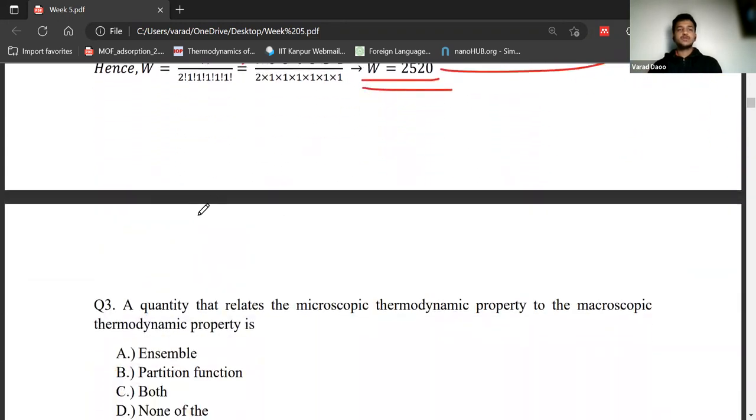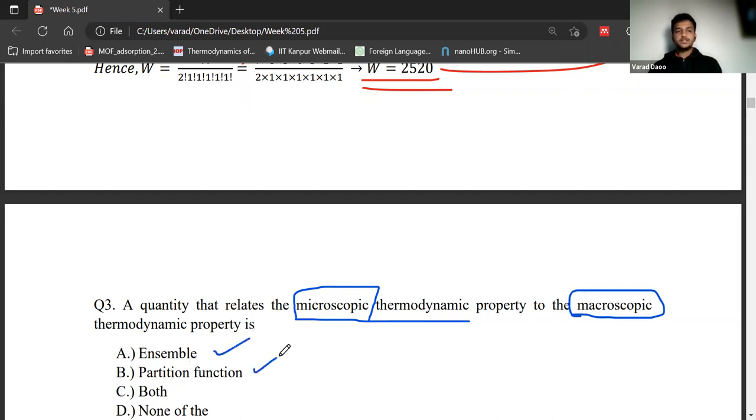Okay. So the next question is a theoretical question, and deals with thermodynamics. A quantity that relates the microscopic thermodynamic property, remember the word microscopic is my ask, to the macroscopic thermodynamic property is: the options are ensemble, partition function, both, or none of the above. If you have watched the course videos properly, you will be able to answer. It's a theoretical question.